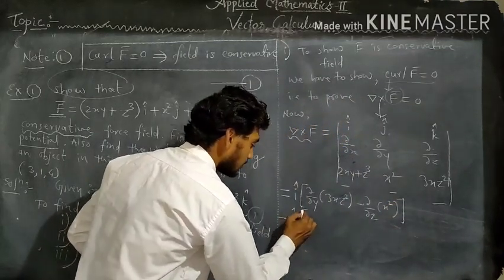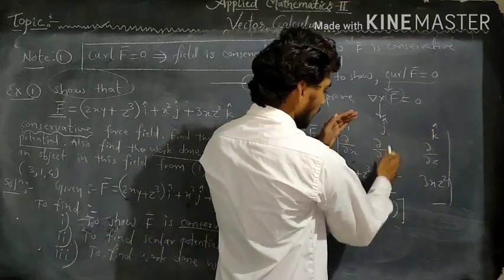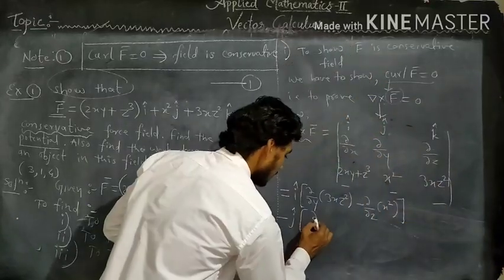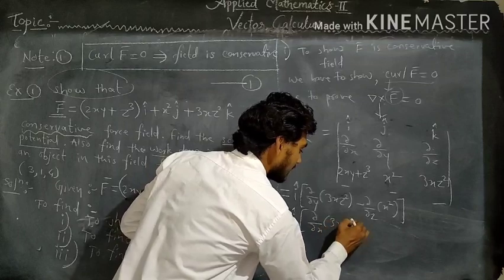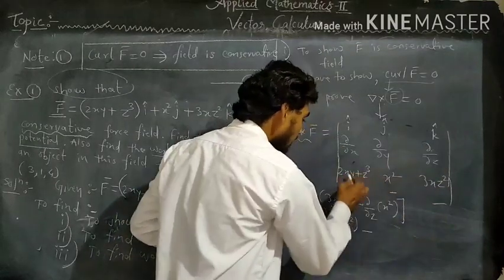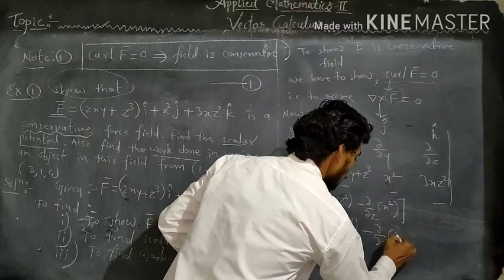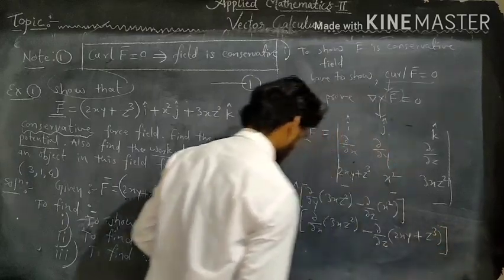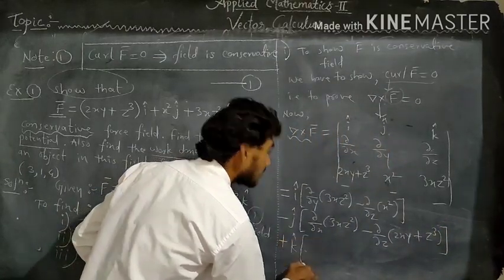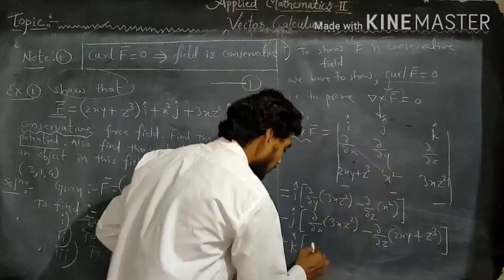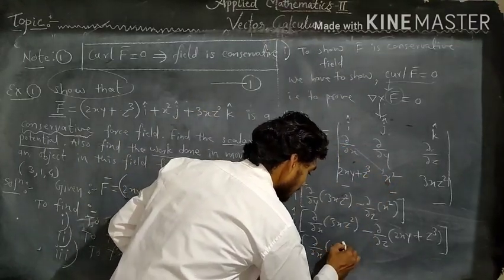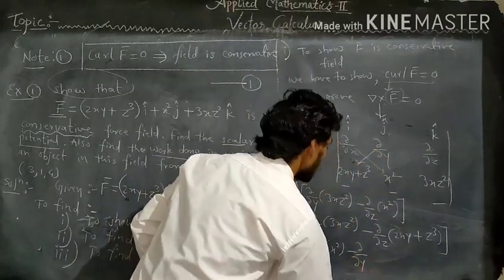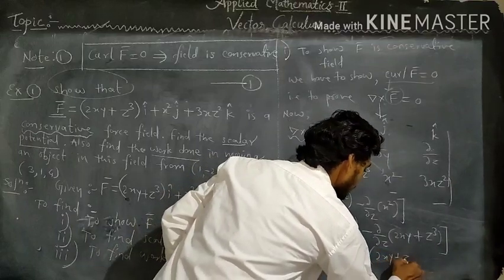Minus j times. Now for j, we remove the row and column of j. So it is del by del x of 3x z square minus del by del z of 2xy plus z cube, plus k times del by del x of x square minus del by del y of 2xy plus z cube.